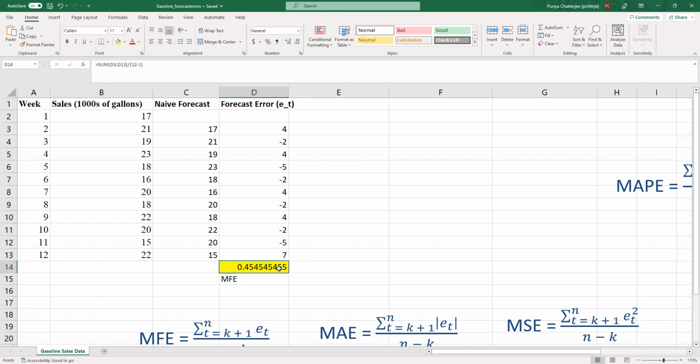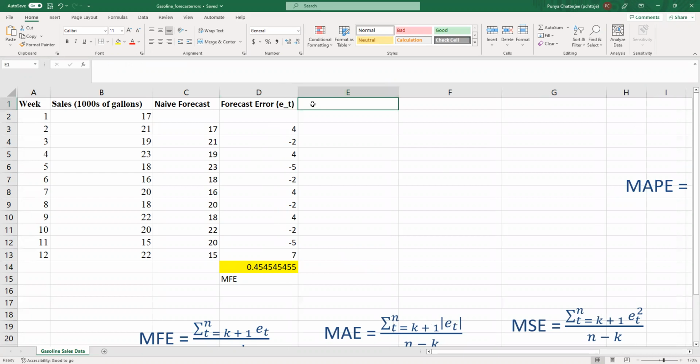So one of the issues of a mean forecast error is that you have positives and negatives. And sometimes when you're summing them up, they're canceling, right? But that is not the right thing to do because both are errors, right? So one of the ways you can avoid that problem is to calculate the absolute value, right? So that's what you're going to do next.